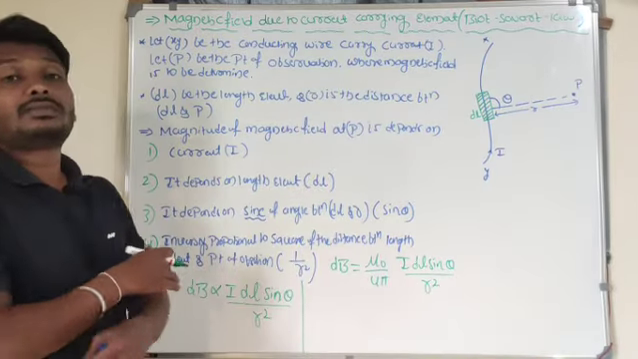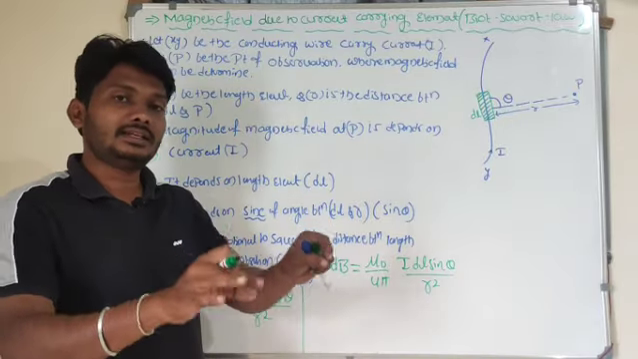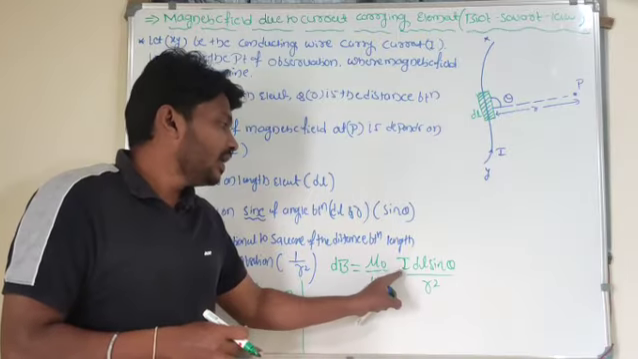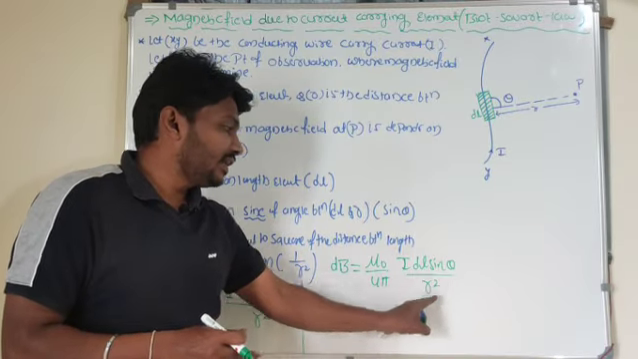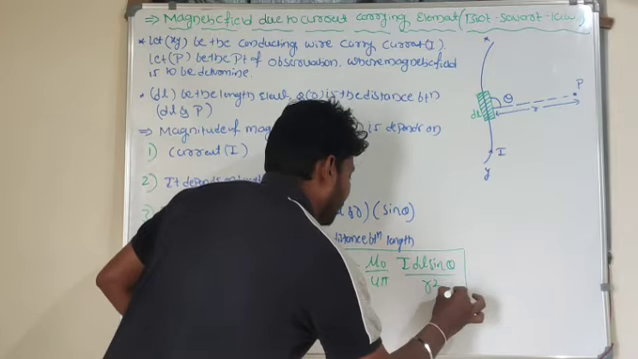In the case of Coulomb's law, you write that F is equal to 1 by 4 pi epsilon naught. In a similar way, dB is equal to mu naught by 4 pi I dL sin theta divided by r squared. This is the required expression for the Biot-Savart law.